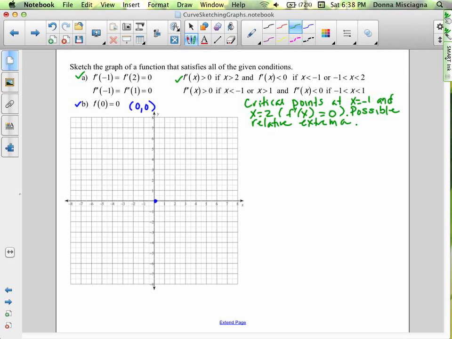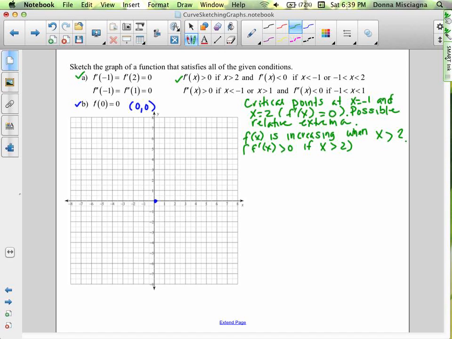We have the first derivative is greater than 0 if x is greater than 2. All right, so that means that f of x is increasing when x is greater than 2. Oh, x is greater than 2. All right, and we know that because f prime of x was greater than 0, right, if x is greater than 2.